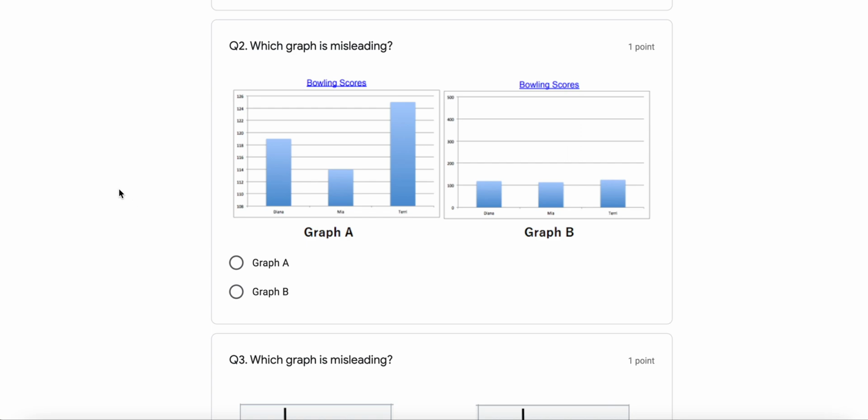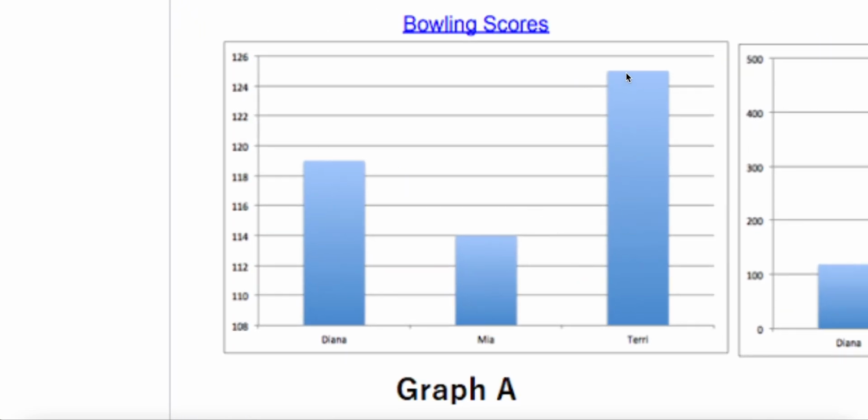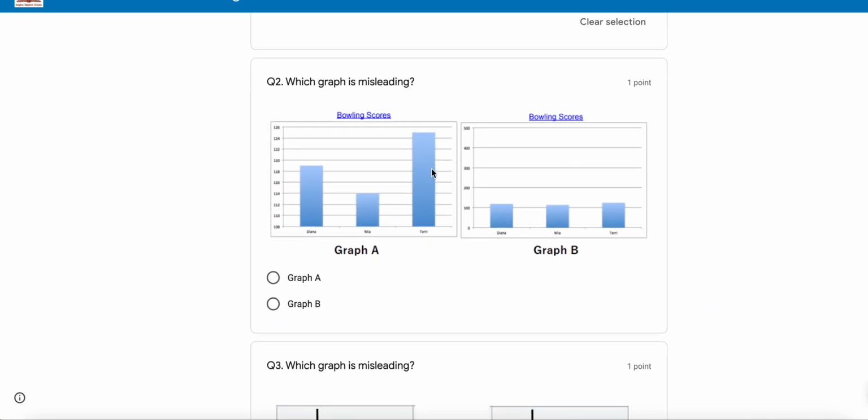Okay, so these graphs are looking at bowling scores. And from what we can see in graph A, it looks like Terry over here is doubling Mia's score, and she's almost doubling Diana's score. It looks like Terry's absolutely smashing the other two. But if we zoom in and look at Terry's actual score, well, Terry got 125 and Diana got 119. So she's actually pretty close. It's only going to take one more strike to knock Terry out. So that's really misleading because it makes it look like Terry is well ahead of the other two.